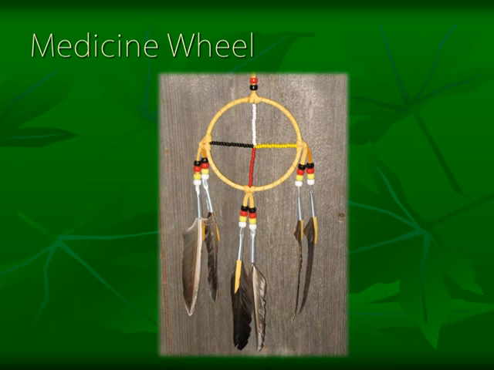The wheel is round to represent the circle of life. The cross in the center represents how all things in the natural world try to remain in balance and how they exist in fours. This includes the four directions, the four seasons, and the four essentials, which are wind, water, fire, and earth. How can this medicine wheel help biodiversity?